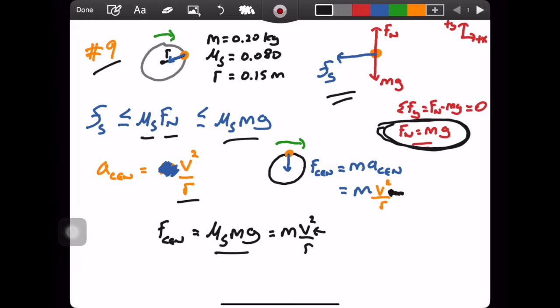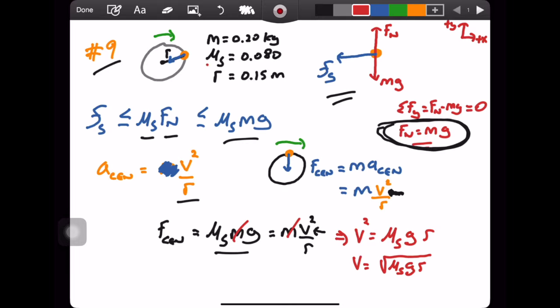And now I can simplify because I have a mass in both cases. And what I want to do is solve for v squared. So I'm going to multiply both sides by r such that I get v squared equals mu s g r. And because I have a square term, I need to take the square root of both sides to solve for v, such that I have v equals the square root of mu s g r.